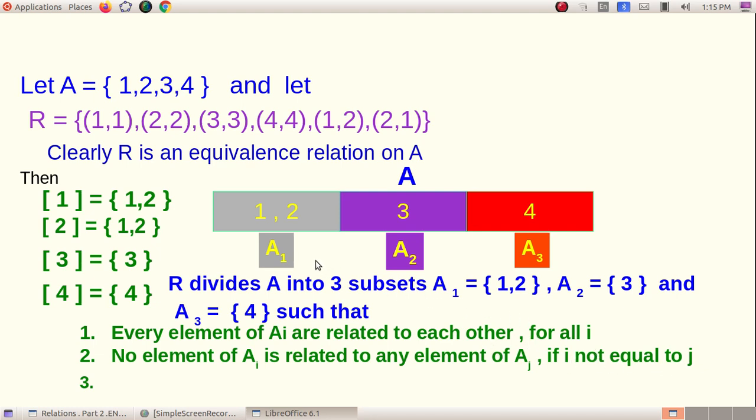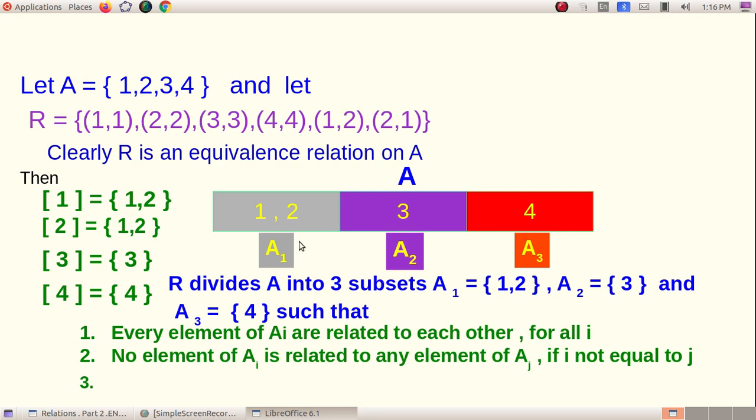And the third property, listen: what is the intersection of these two sets, A1 and A2? Is there any common element? {1, 2}, {3}, is there any common element? No. Therefore, A1 intersection A2 equals empty set. What about A2 and A3? A2 intersection A3 is again empty. What about A1 and A3? There is no common element, and hence the intersection is empty. It means that Ai intersection Aj equals empty set if i and j are different.